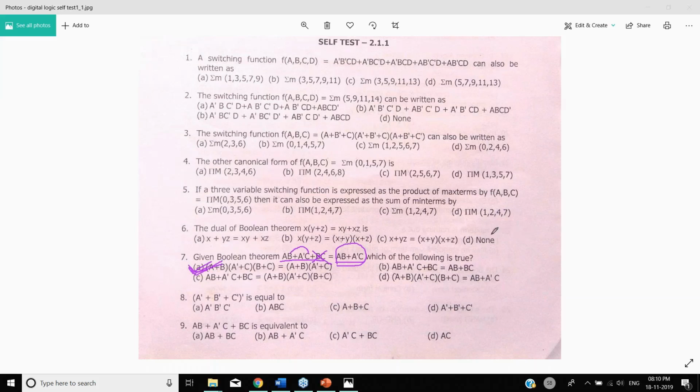Are there any other doubts regarding this session? 7 is a duality problem, and 9 is the absorption law. The same thing is given here: AB plus A bar C plus BC will become AB plus A bar C. If you apply the absorption law, this BC will get deleted. So AB plus A bar C. Any element ORed with A and A complement gets absorbed, and you get this out. This we have already seen in our postulates.